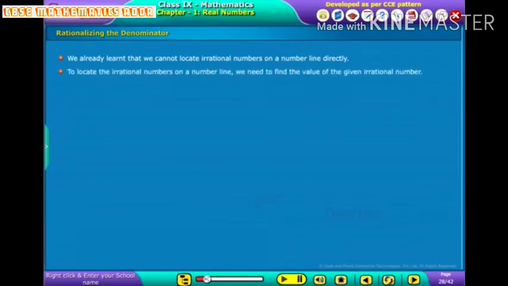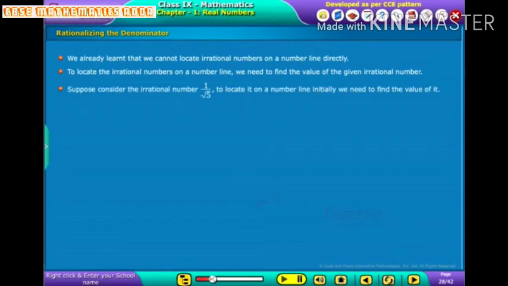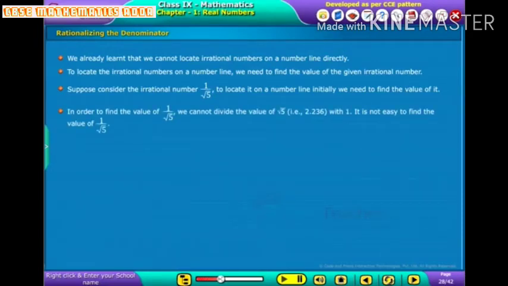Rationalizing the denominator. We already learned that we cannot locate irrational numbers on a number line directly. To locate an irrational number on a number line, we need to find the value of the given irrational number. Suppose we consider the irrational number 1 by root 5. To locate it on a number line, initially we need to find its value. In order to find the value of 1 by root 5, we would have to divide 1 by the value of root 5, that is 2.236. It is not easy to find the value of 1 by root 5.